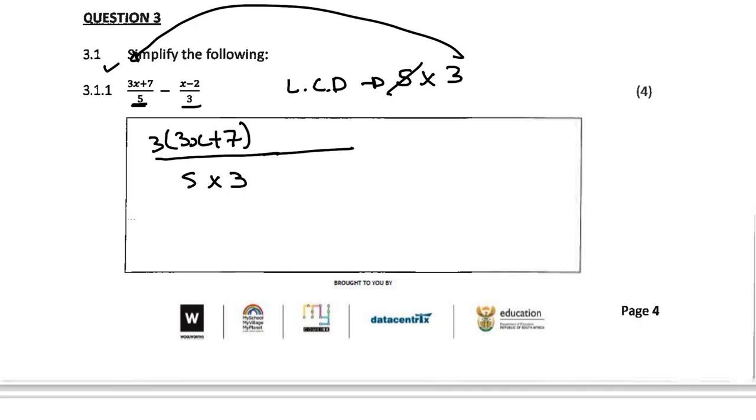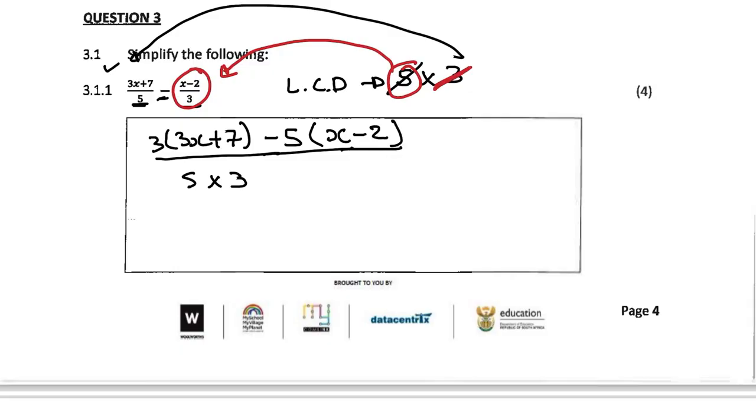Okay, so now we move to the second term. On the denominator we have 3, so we are remaining with 5. The 5 will multiply with what is at the top of that fraction, which is just x minus 2. But this 5 here is going to be negative because of that side, so the negative 5 multiplies with x minus 2. So that is how you would simplify the fraction.